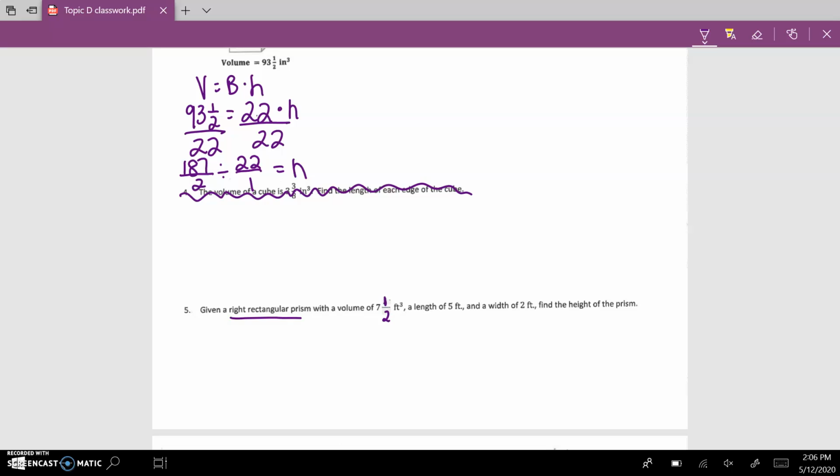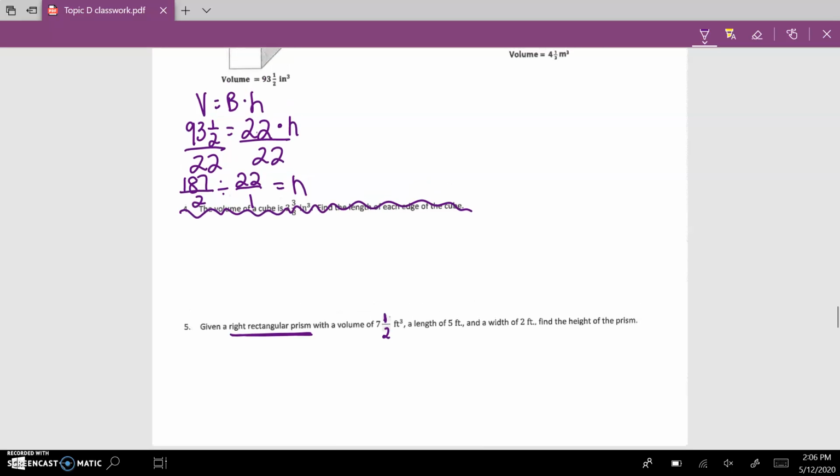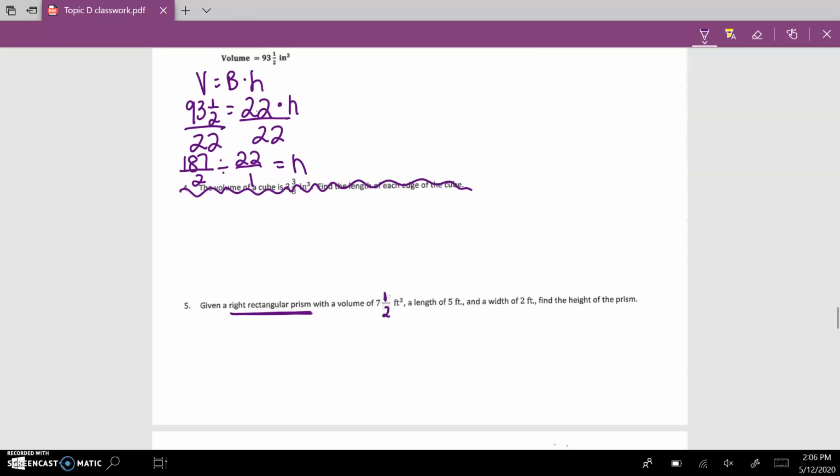Again, it's a right rectangular prism. Remember how you find the area of a rectangle. Area of a rectangle is just the length times the width. Okay, so hopefully that should help you out a little bit. But if you feel like you get to a certain point that you kind of know what you're doing, remember you don't have to do all the problems.